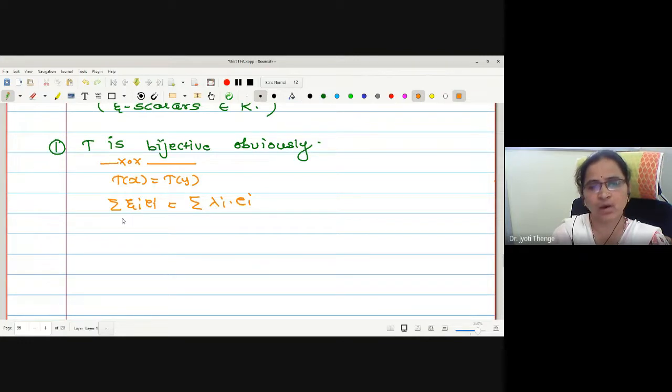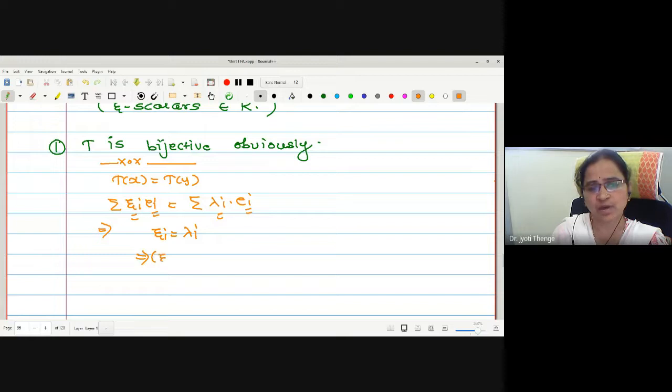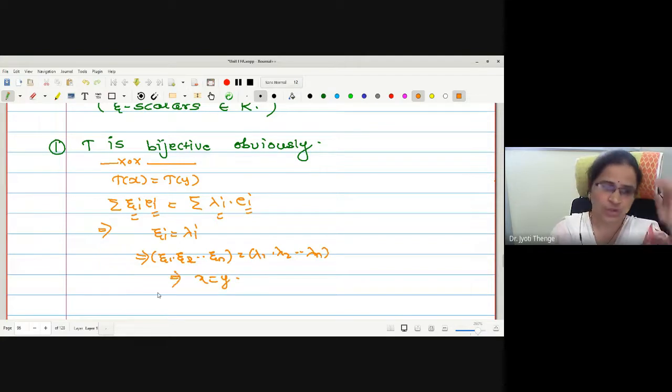Okay. Now, if these two summations are equal, what can I say? The e i's are the same vectors, the same basis vectors used. Therefore, if these two vectors are the same under the same basis vectors, may I say the scalars are the same? Yes, ma'am. And if the scalars are the same, may I say the vectors x and y are also the same. Zeta 1 to zeta n equal to lambda 1 to lambda n, which gives x equal to y. Right? One-one is obvious.